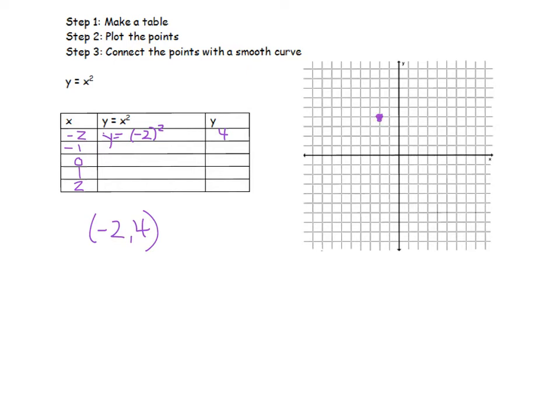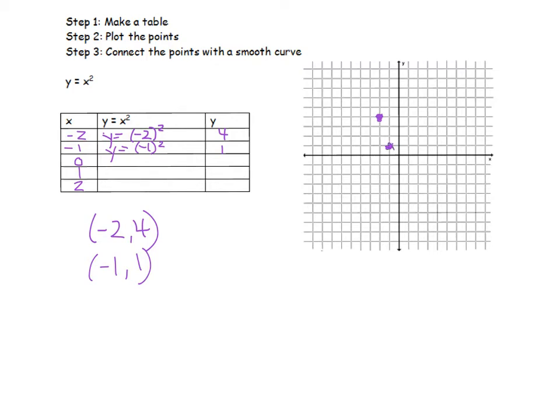Let's try another one. Let's put a -1 in for x. So -1 squared, -1 times -1, is +1. So our next point is (-1, 1). I'm going to put a point at (-1, 1), which is right here.